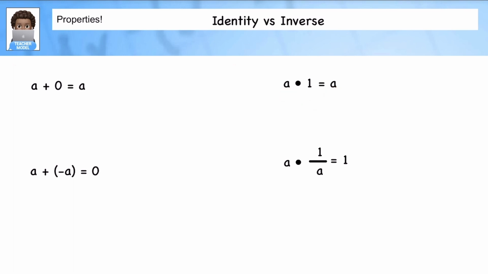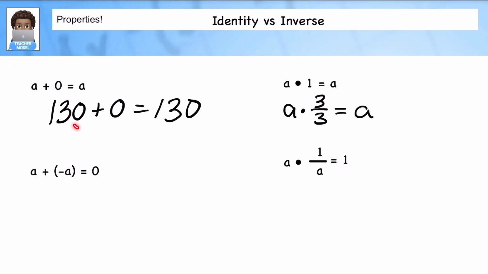Now that you're in high school, you're not always going to multiply by 1. This could be you're multiplying by something like 3 over 3. It's still equal to 1. You're still going to get a at the end because any number times 1 is going to give you itself. So you get your own identity back. This is also going to be true for addition. Any number plus 0, you're going to get the identity back, the same value back. So these 2 expressions have the exact same value. These 2 expressions have the exact same value.